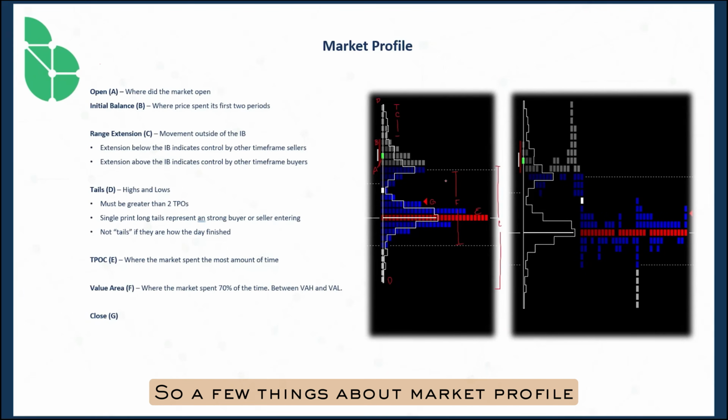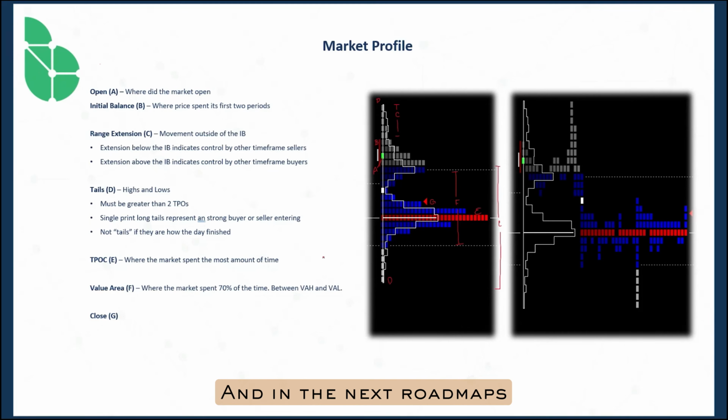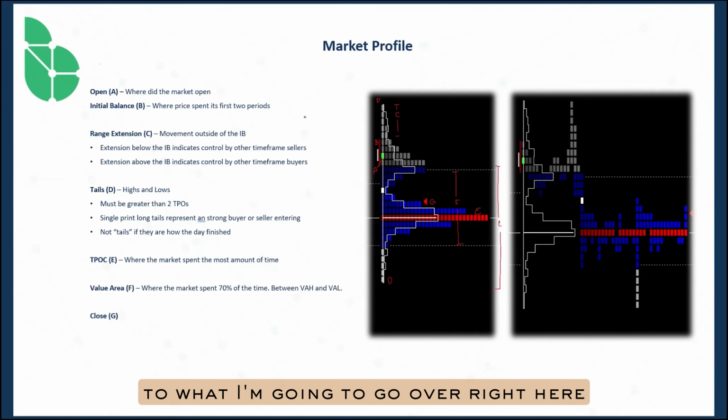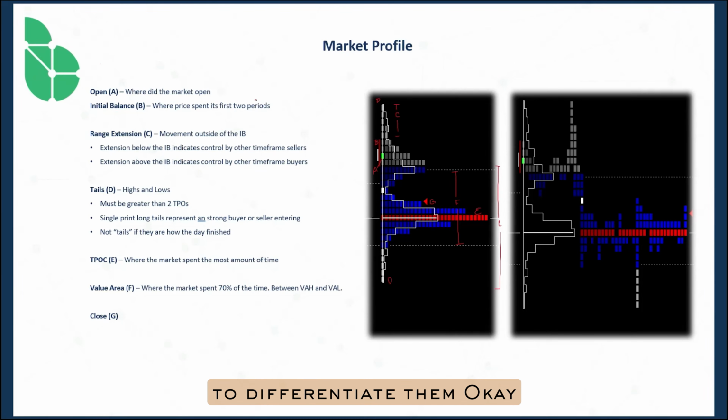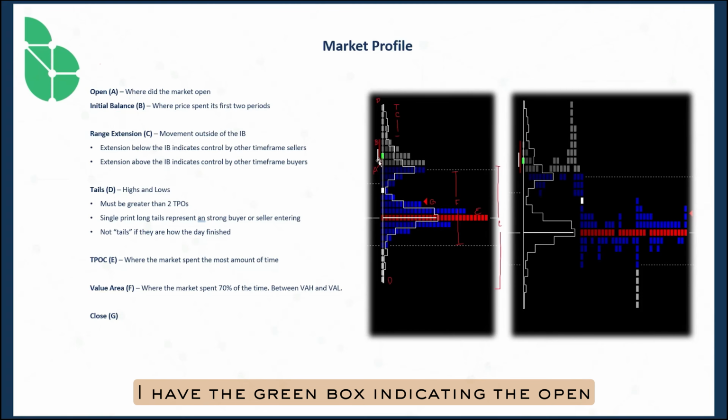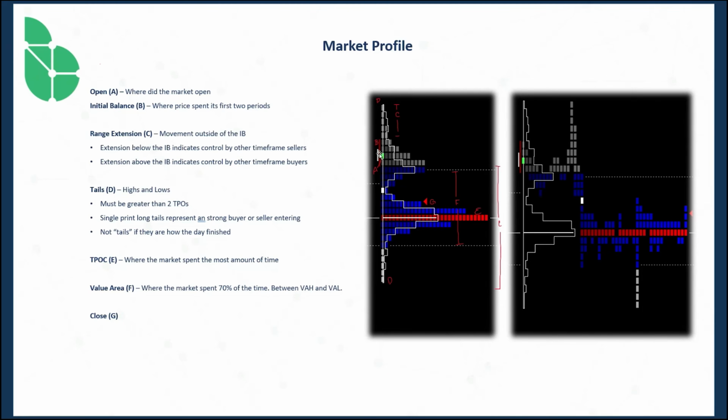So a few things about market profile. In the next roadmaps, we're going to go over all the daily types, and you're going to be referring to what I'm going to go over right here to differentiate them. These are going to be things you're going to be paying most attention to. So the open: obviously, where did the market open? The market opened, and we're looking at A. In my case, I customized it, and I have the green box indicating the open.